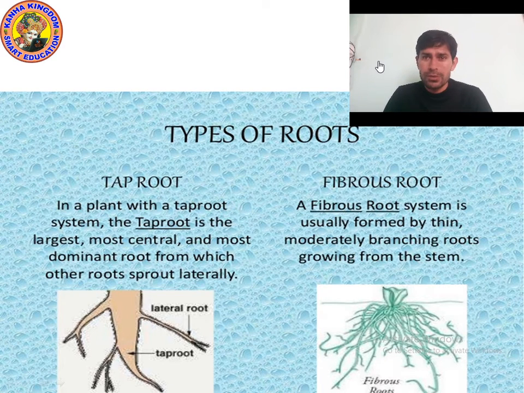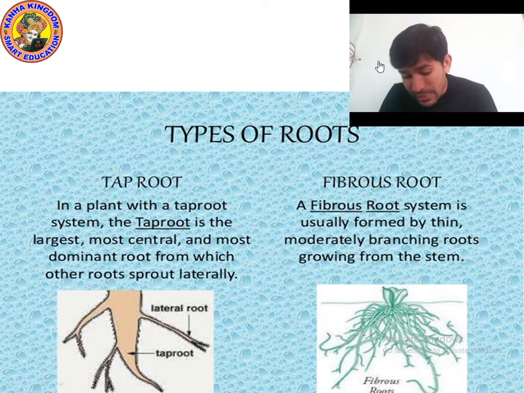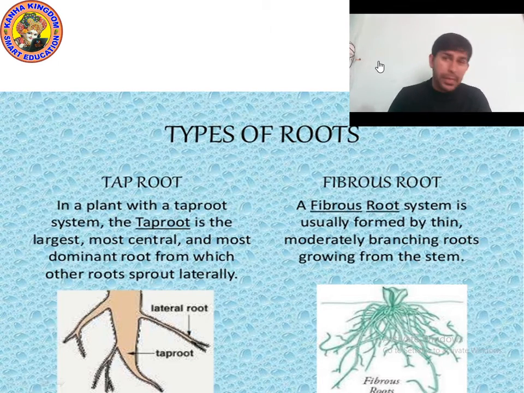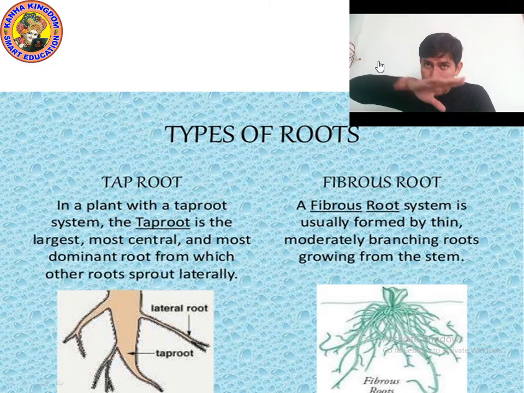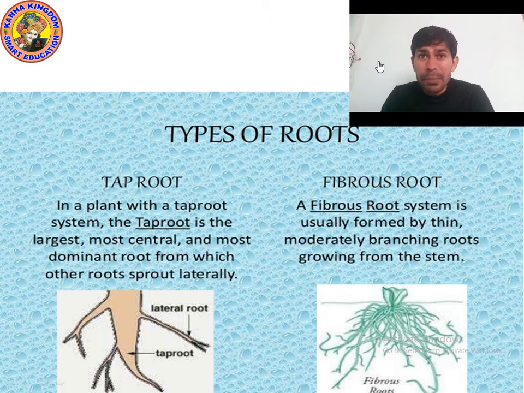So what is taproot? What is fibrous root? First of all, we will study taproot. In a plant with a taproot system, the taproot is the largest, most central and most dominant root from which other roots sprout laterally. What does it mean? It means taproot is a root which has a main root, and from the main root the other roots arise.